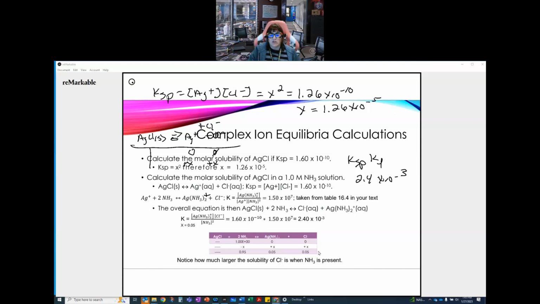I do expect that you will understand how the Ksp and the Kf can become this K for the overall process. And so how would you calculate that K for the overall process? You may be asked to calculate that K. You may also be asked, what is the effect of the complex ion formation? And the effect is that that AgCl solid is more soluble than it was before. So that's what I'm expecting. Okay, so hopefully that is clear. Awesome.